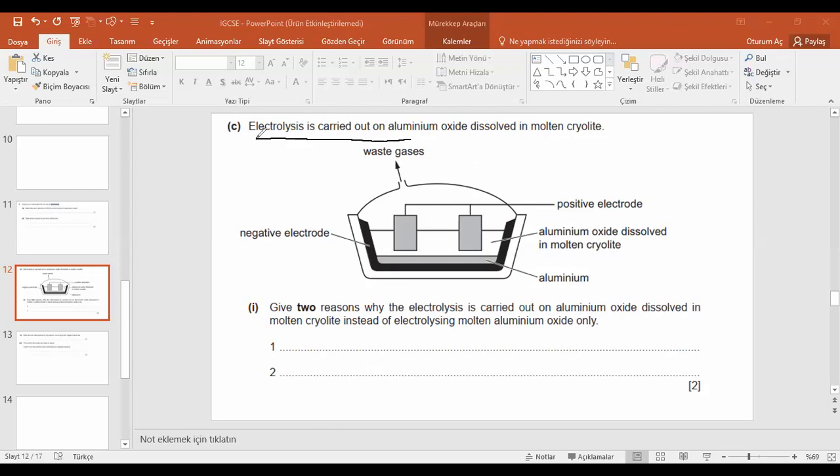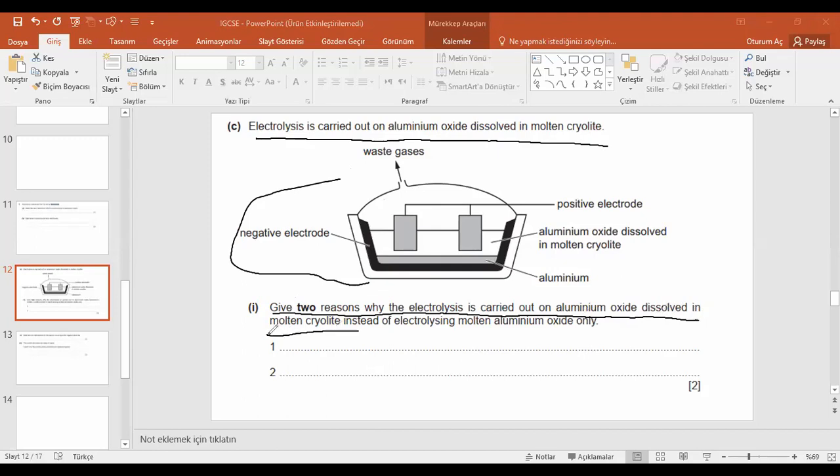Electrolysis is carried out on aluminium oxide dissolved in molten cryolite. Okay, so here we have the place where we perform the electrolysis process. Give 2 reasons why the electrolysis is carried out on aluminium oxide dissolved in molten cryolite instead of electrolyzing molten aluminium oxide only. So why do we add cryolite?